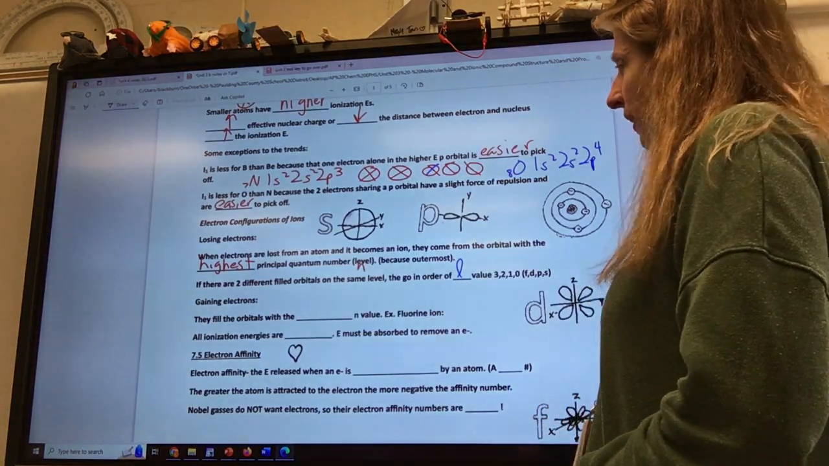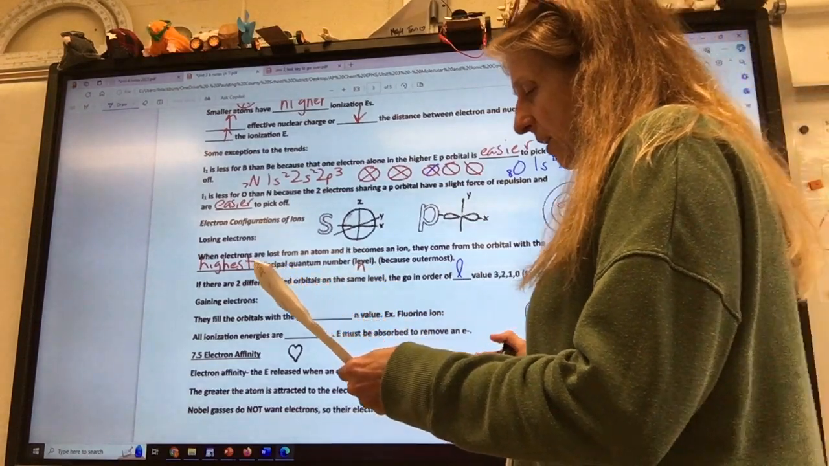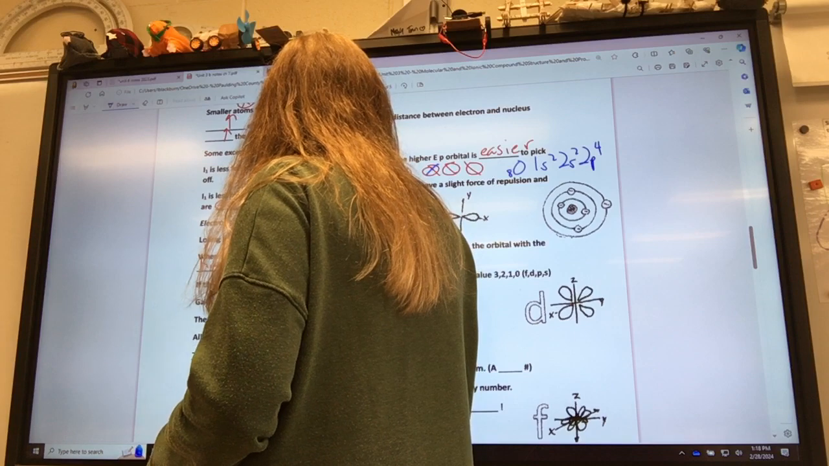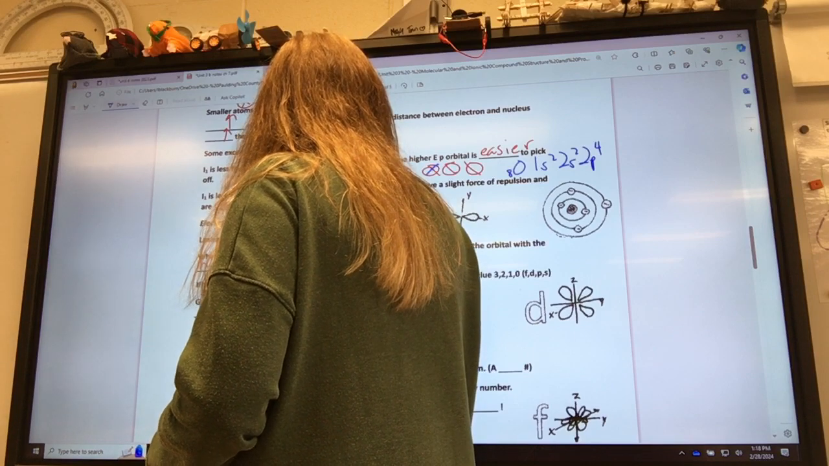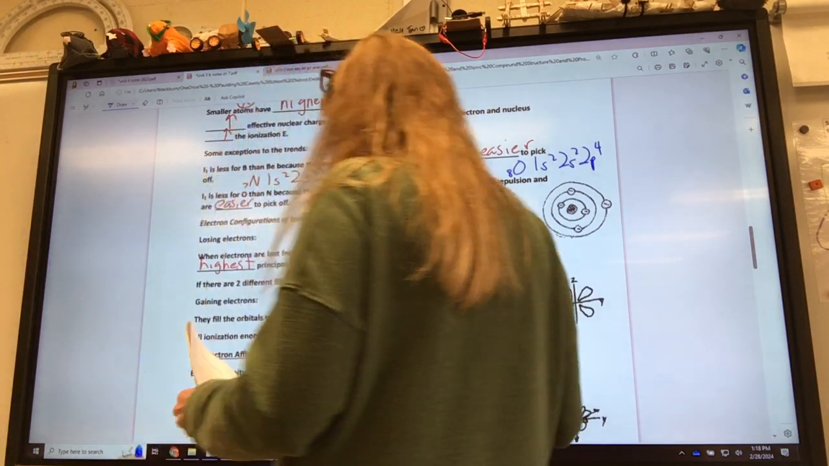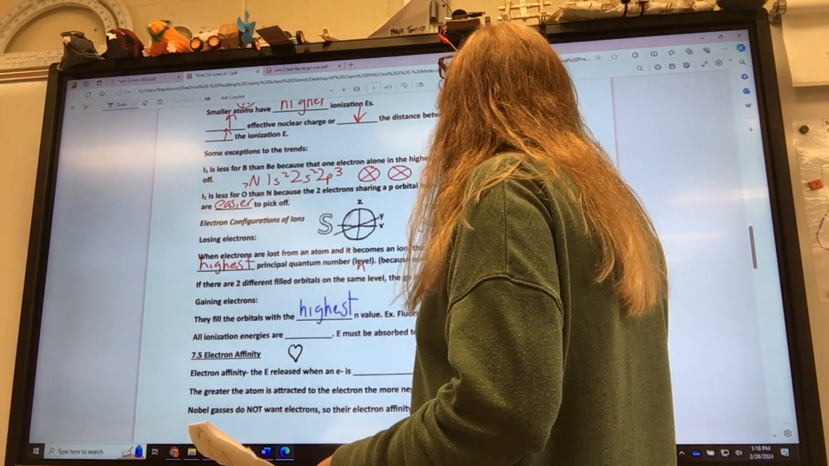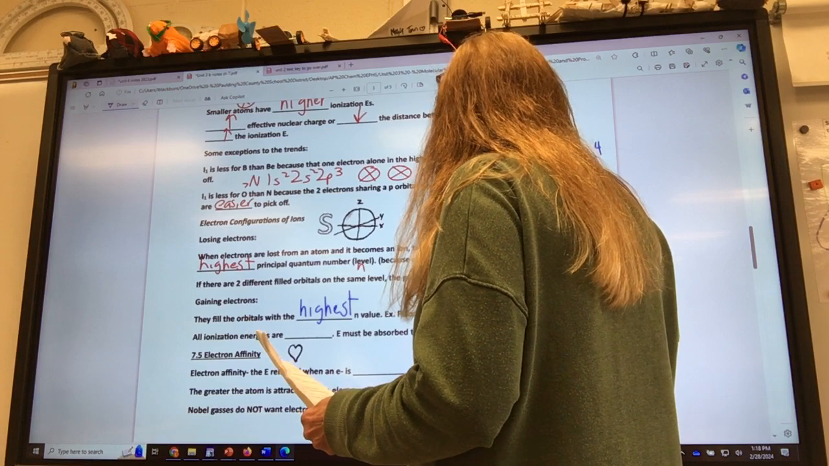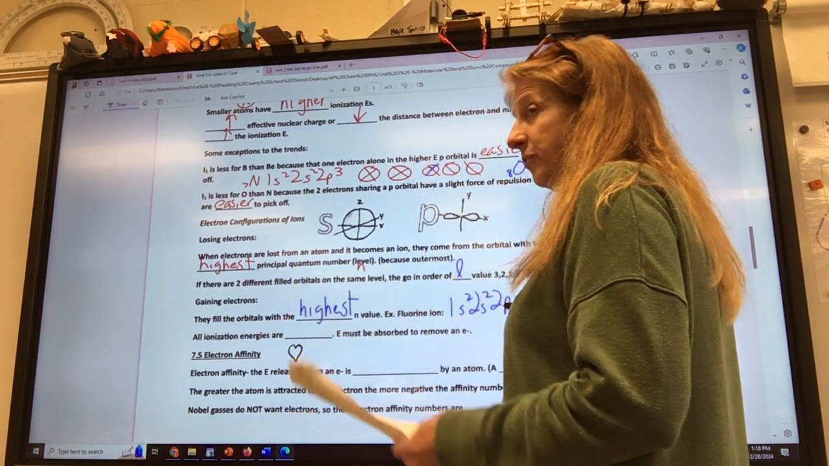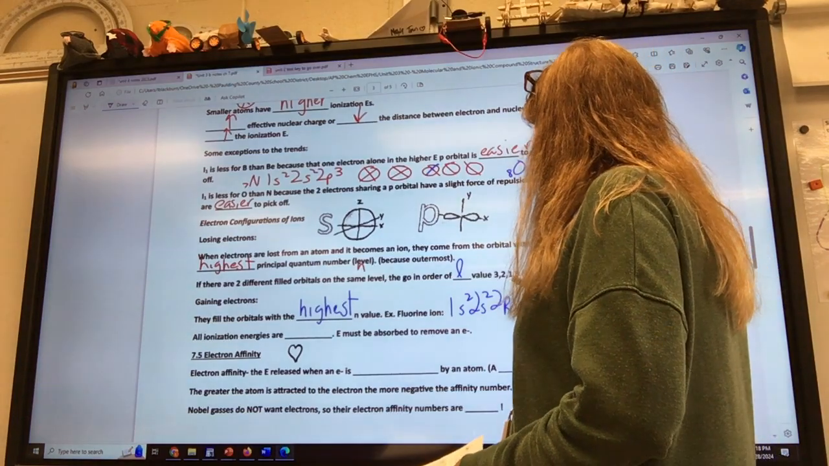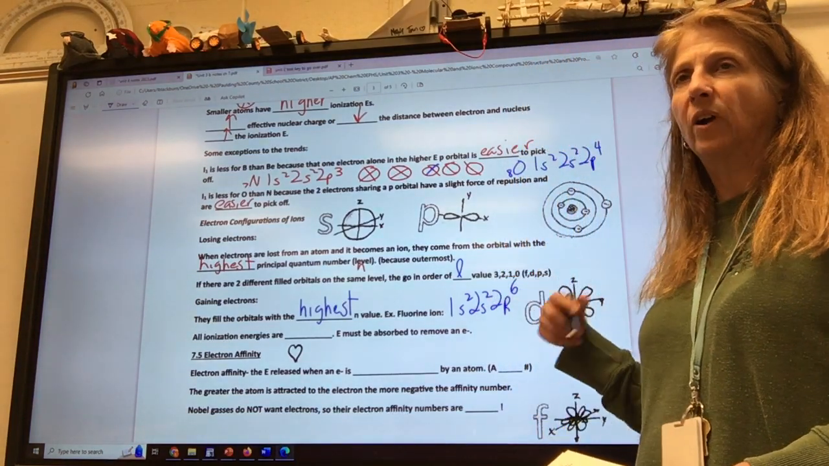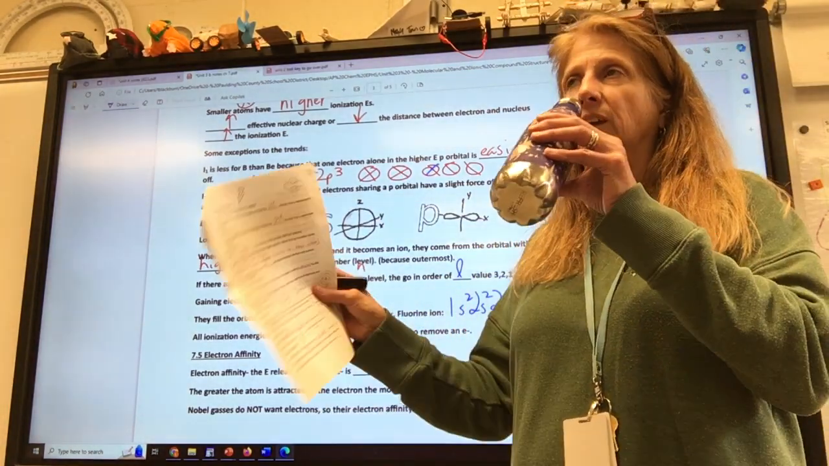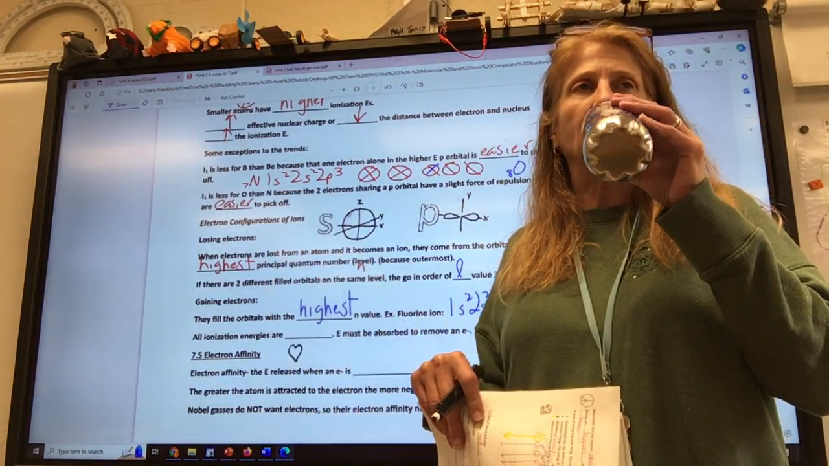Losing electrons? Let's talk about gaining electrons, okay? They fill the next orbital with the highest n value. And this is what we talked about yesterday in our warm-up. For example, fluorine is 1s2, 2s2, 2p5. But when it becomes an ion, it's 2p6. It just goes right in that very next one. So it does fill more in the order of the period of our electron configurations.